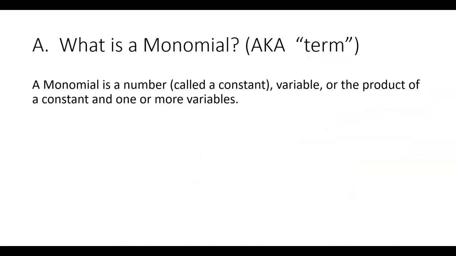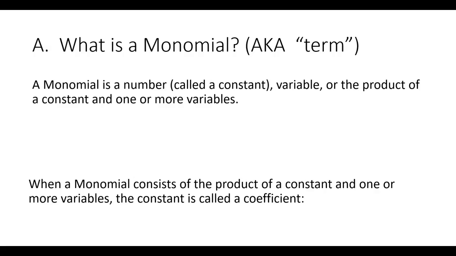All right, so I put that there. When a monomial consists of a product of a constant and one or more variables, the constant is called a coefficient.